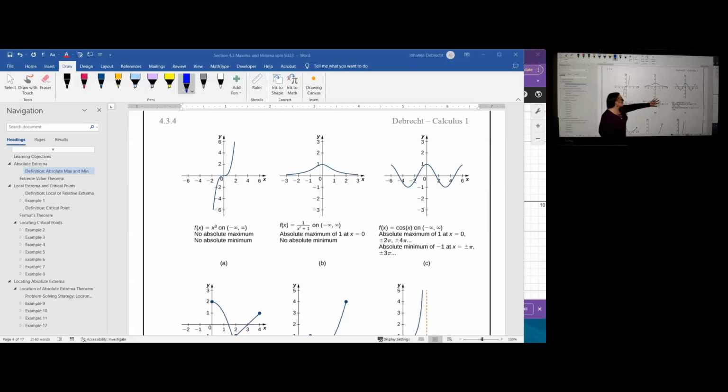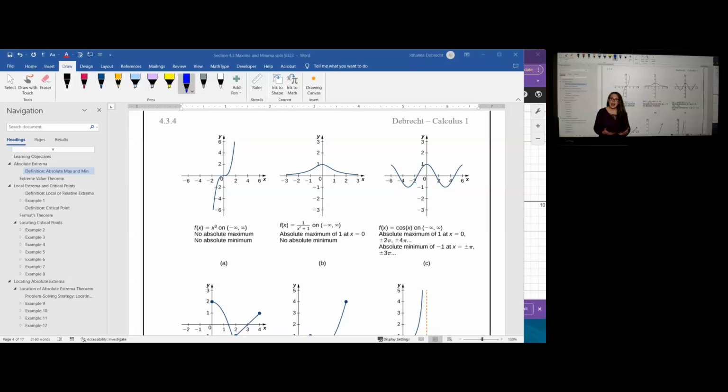In the center graph, we have the rational function 1 divided by x squared plus 1. It has a domain of all real numbers. It does have an absolute maximum. Remember, the absolute maximum is the y value. Where it is, that's the x value. The absolute maximum is the y value, which is 1, and it occurs at x equals 0.